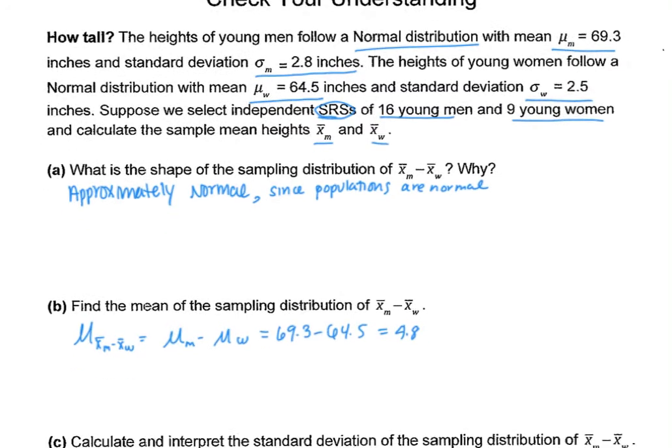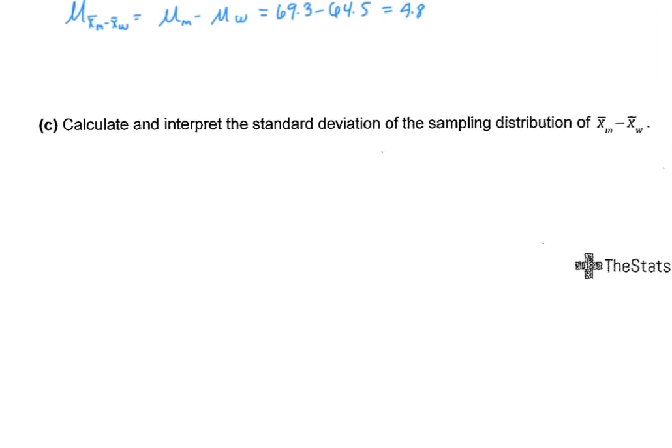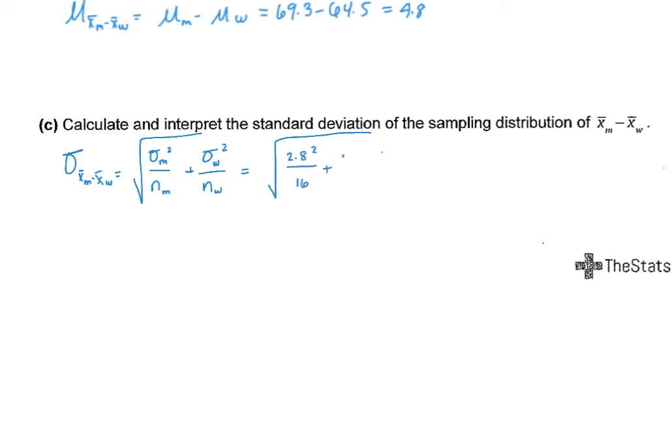The last thing we want to do is find the standard deviation and interpret it. So let's calculate it first. The standard deviation of x bar men minus x bar women is going to be the square root of standard deviation men squared over n men plus standard deviation of women squared over n women. So if we plug in those numbers, we've got 2.8 squared over 16 plus 2.5 squared over 9. And when you type that into your calculator, you get 1.088.